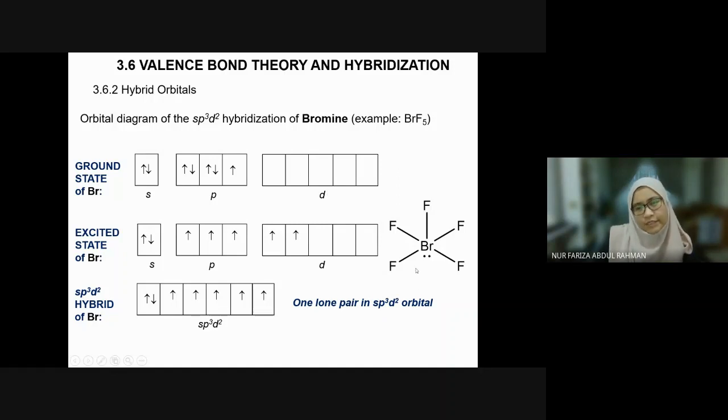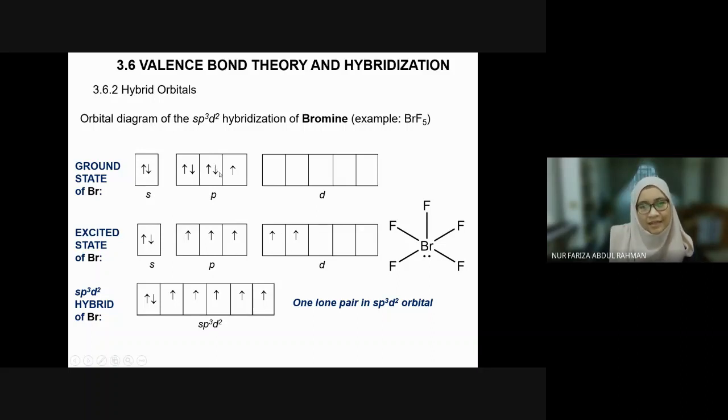When we look, we have 1, 2, 3, 4, 5 bonds on bromine. That means bromine should prepare 5 unpaired electrons. And there is 1 lone pair there, so we can imagine there should be 1 filled orbital in the end, for the hybrid orbital. So we prepare for the bonds first.